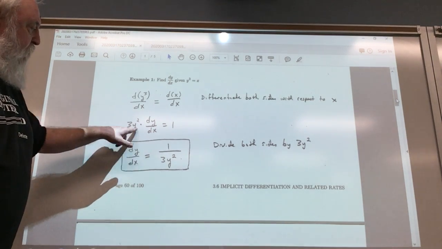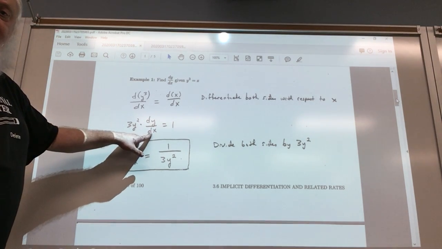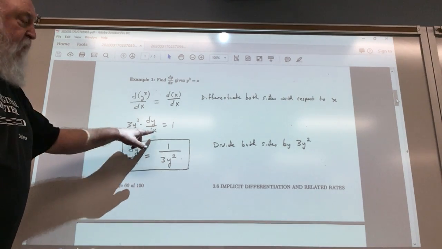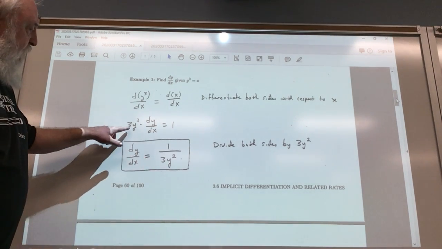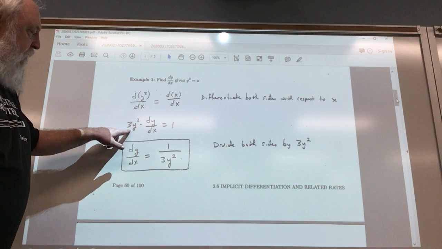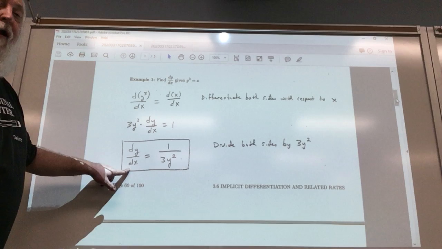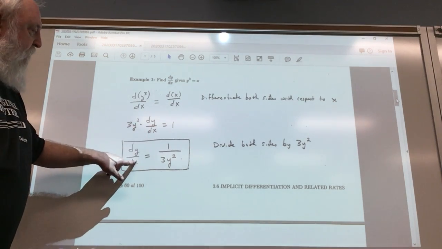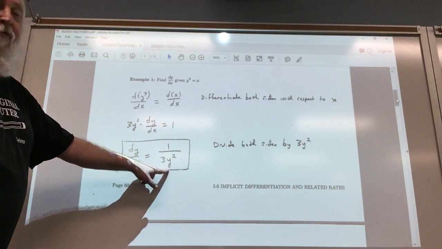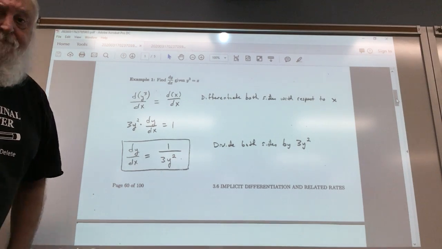This is a product, 3y squared times dy over dx. And you know division undoes multiplication. And so we divide both sides of this equality by 3y squared, and we end up with the derivative of y with respect to x, all by itself on the left, is equal to 1 over 3y squared. And we're done.